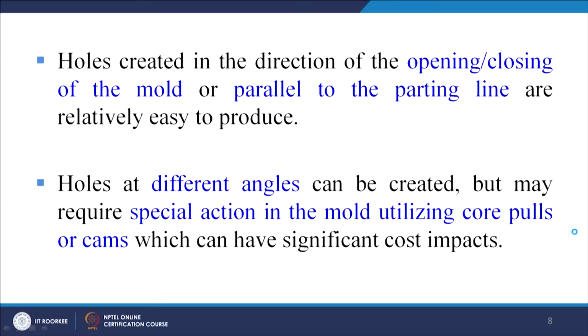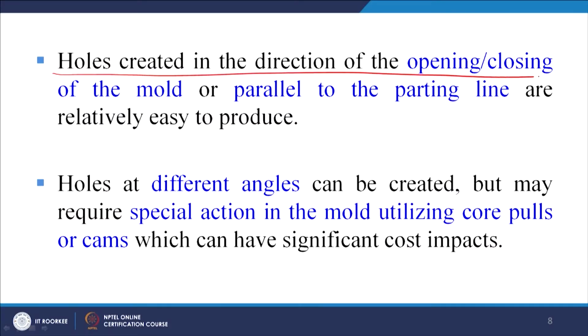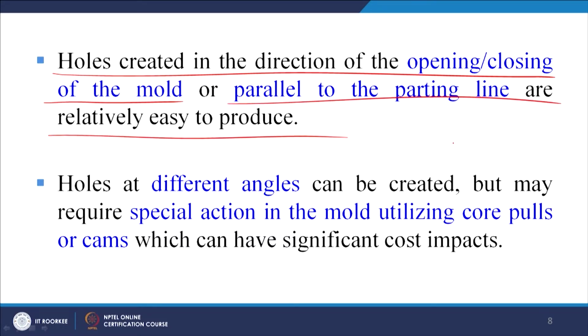Now suppose we are producing a hole in a process called die casting, in the case of metals, or injection molding in the case of plastics. Now the two die halves or the mold halves will close to each other. So when they are closing, it is possible to create a hole along the direction of opening and closing. So holes created in the direction of the opening and closing of the mold or parallel to the parting line are relatively easy to produce. Suppose this is the opening and closing direction.